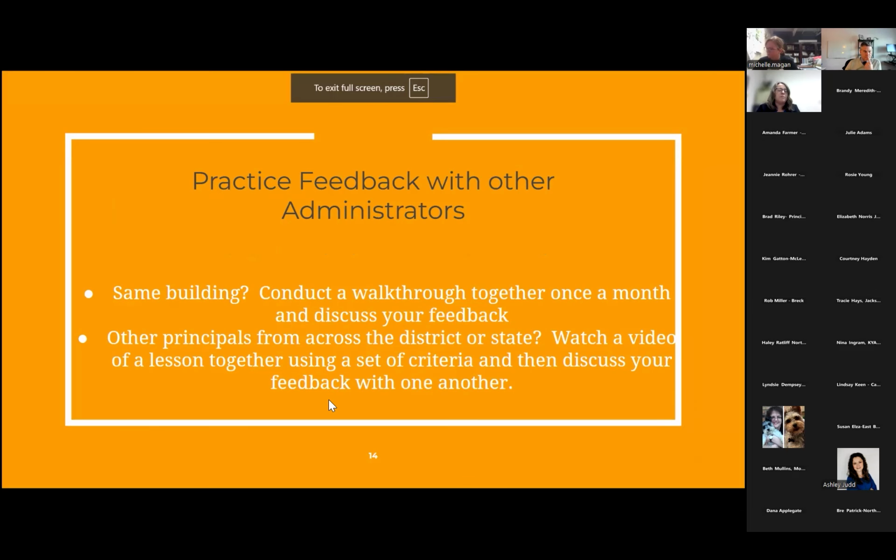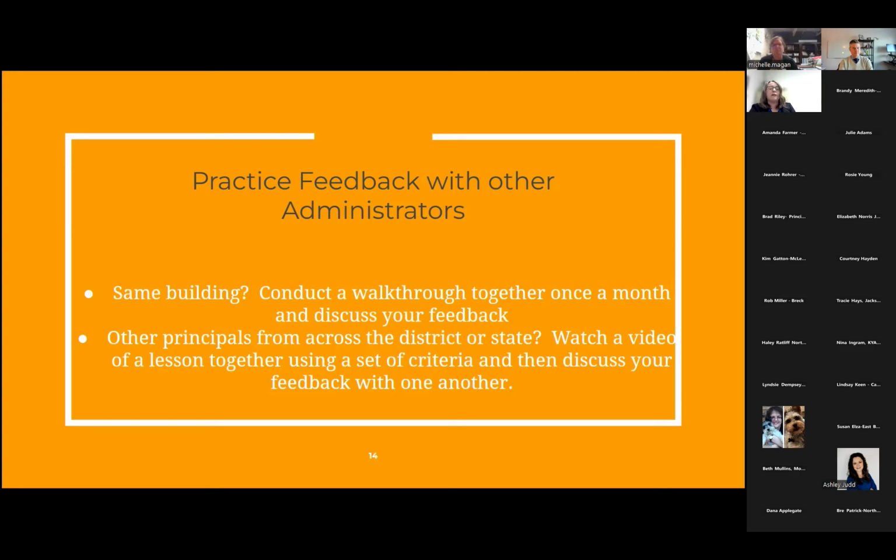The other tool that we've been using is practicing feedback with other administrators. So if the principal and assistant principal are in the same building, then once a month, we're encouraging them to do some walkthroughs together and look at the kinds of feedback they're giving to one another. We can run reports from our system of the feedback statements that they're giving to teachers, and they can go through and analyze those, and analyze the number of walkthroughs they're doing in each teacher's classroom. We're giving them opportunity in that building to practice that, to have those conversations.